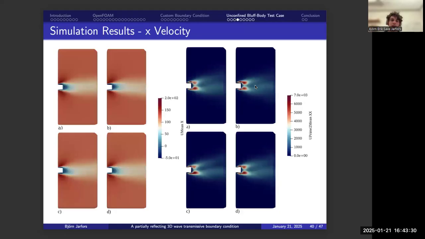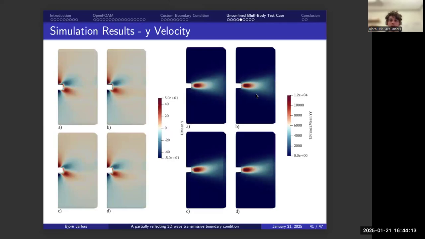Going over to the x velocity, again, the mean results of the x velocity look very similar. The velocity fluctuations in the x direction look very similar to each other. There's a slight weakness in the upper fluctuations of the vortex shedding, except for the LODI 3D where it's very symmetric. And this is again most likely due to the lesser amount of reflections.